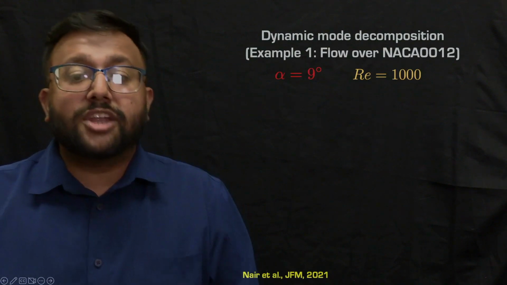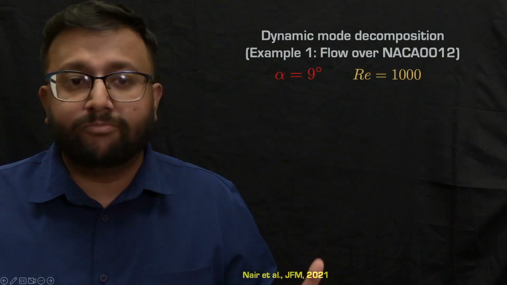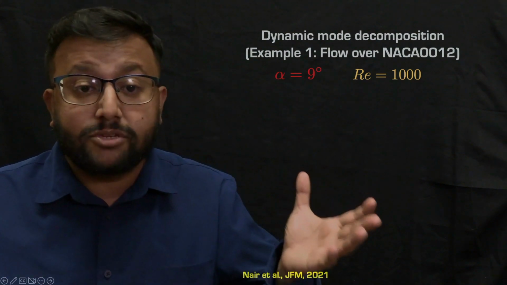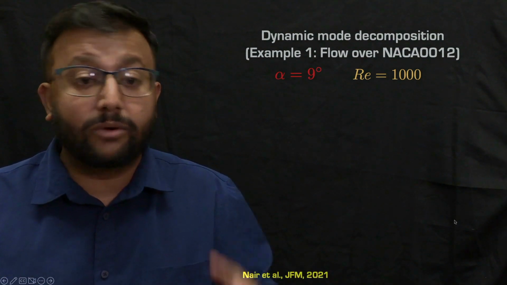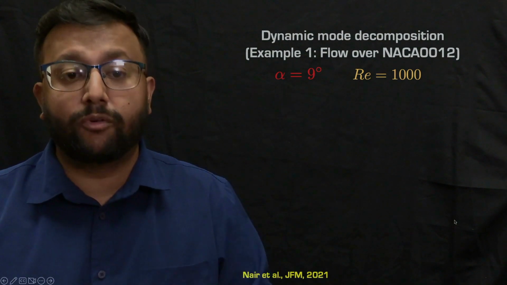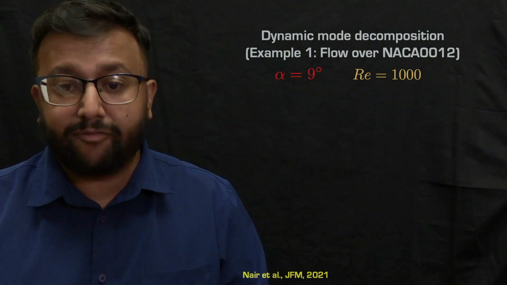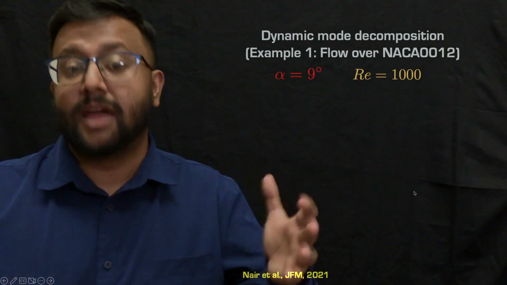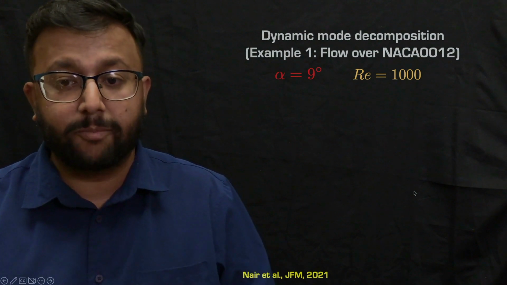All right, so now that we understand what DMD is and how to perform it, let's look at the same two data sets that we looked at before in the POD analysis. So now we're going to do DMD on this flow over a NACA 0012 airfoil at low Reynolds number at alpha equal to 9 degrees. I want to note that this is incompressible flow.